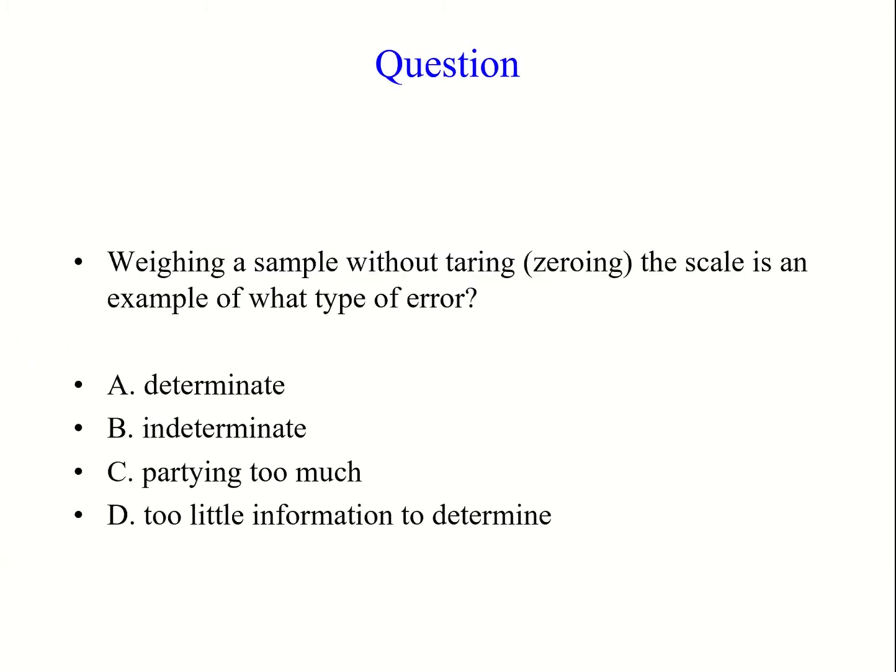For example, weighing a sample without taring or zeroing the scale is an example of what type of error? Determinate or indeterminate? This type of error would be determinate error because it can be corrected. So we can tare or zero out the scale and remeasure, reweigh the sample.